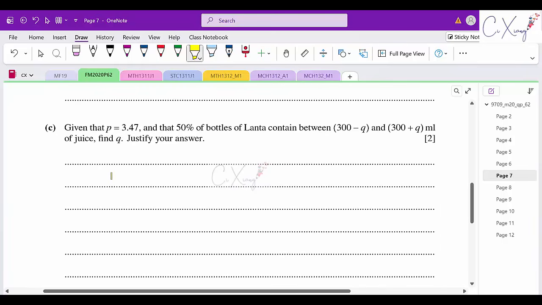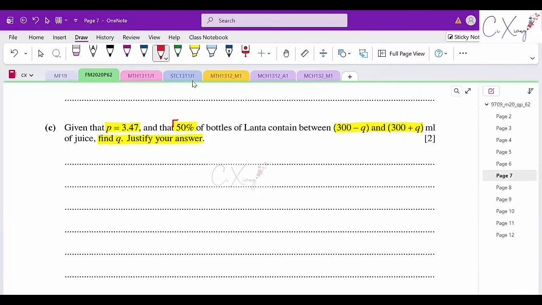For part C, given that p equals 3.47, and they give another piece of information: 50% of the bottles contain between 300 minus Q and 300 plus Q milliliters of juice. They want you to find Q and justify your answer. First of all, I want to focus on the information given in the question. They said that between 300 minus Q and 300 plus Q, the percentage is 50%.